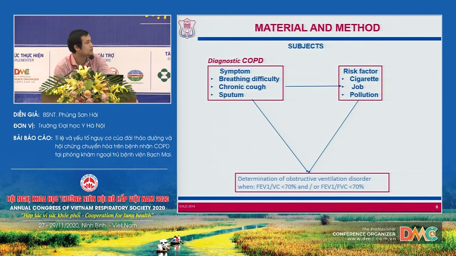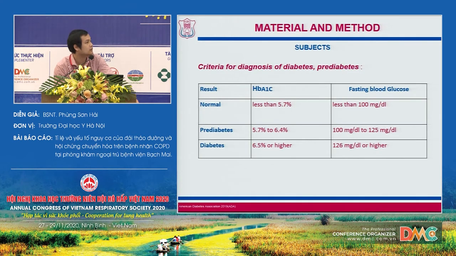Yeah, this is the materials and methods. We chose subjects diagnosed with COPD: symptoms of breathing difficulty, chronic cough, sputum, and patients with risk factors such as cigarette smoking and pollution. We determined obstructive ventilation disorder when FEV1 over FVC is below the threshold. And this is the criteria for diagnosis of diabetes mellitus following ADA 2019.